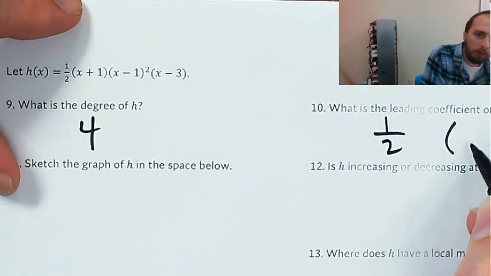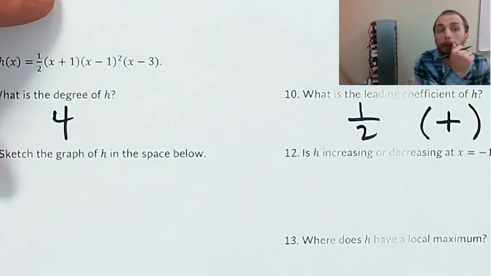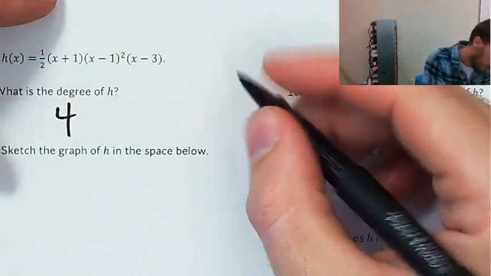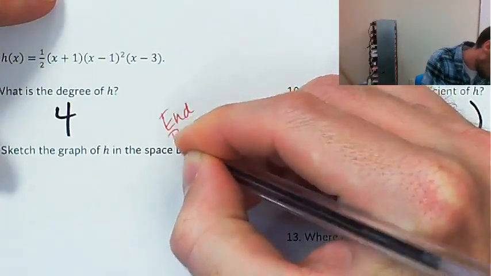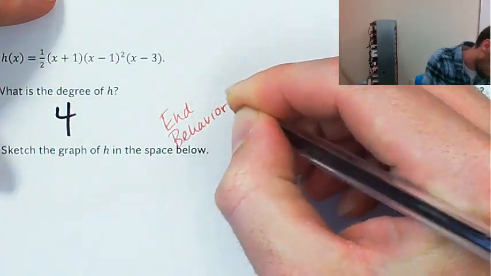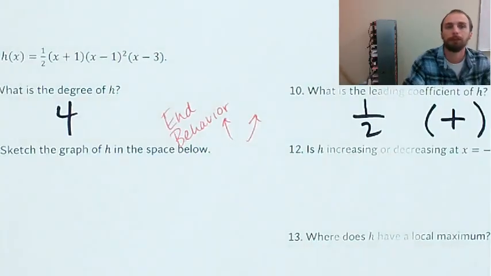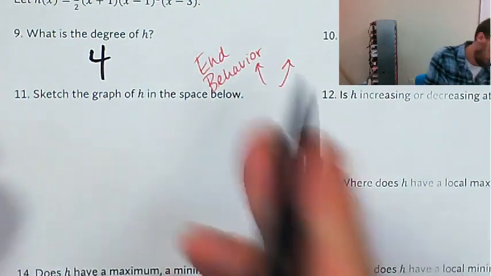I'm going to point out 1/2 is not as important as the fact that it is a positive number. So it's a 4th degree polynomial, positive leading coefficient. That means that the end behavior is going to be, more or less, like y equals positive x squared. And then sketch the graph of h, we can definitely do that.